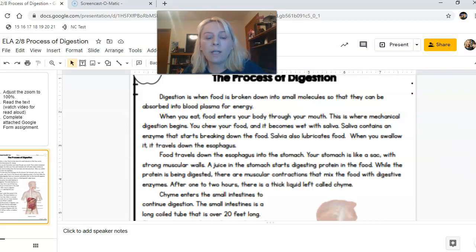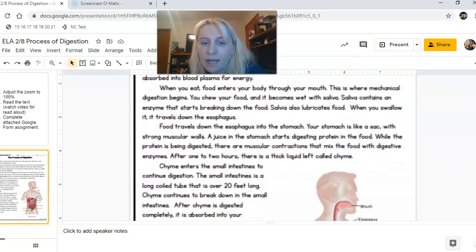All right. When you eat, food enters your body through your mouth. This is where mechanical digestion begins. You chew your food and it becomes wet with saliva. Saliva contains an enzyme that starts breaking down the food. I think this person meant to put saliva here. It says salvia. Saliva also lubricates food. That means moistens it so that it's nice and slippery. It can slip, not be rough and have some friction and all that as it's trying to go down the esophagus. When you swallow it, it travels down the esophagus.